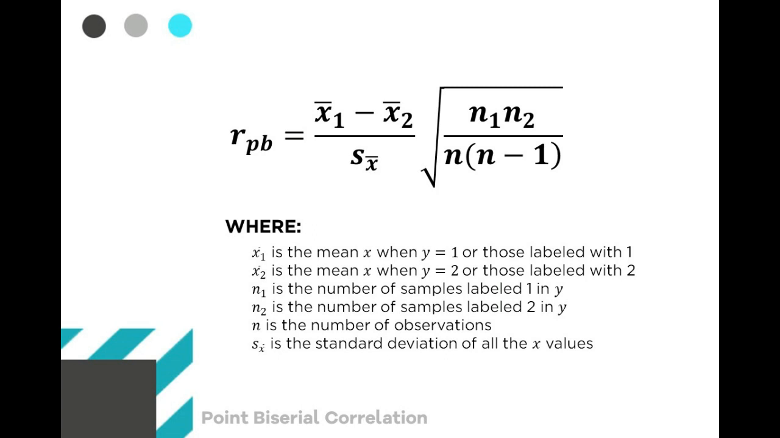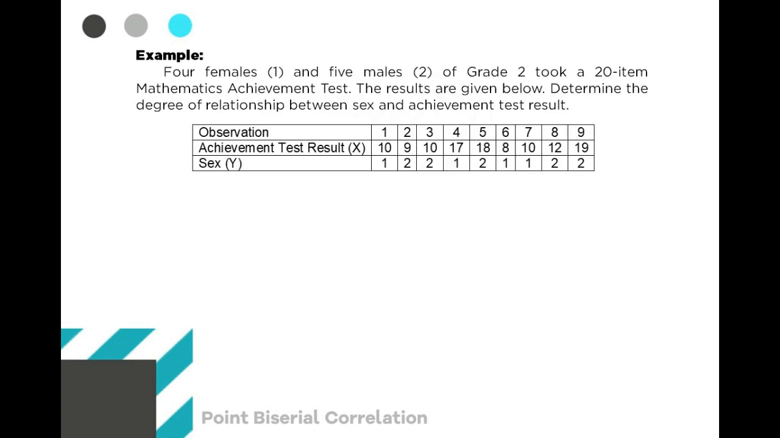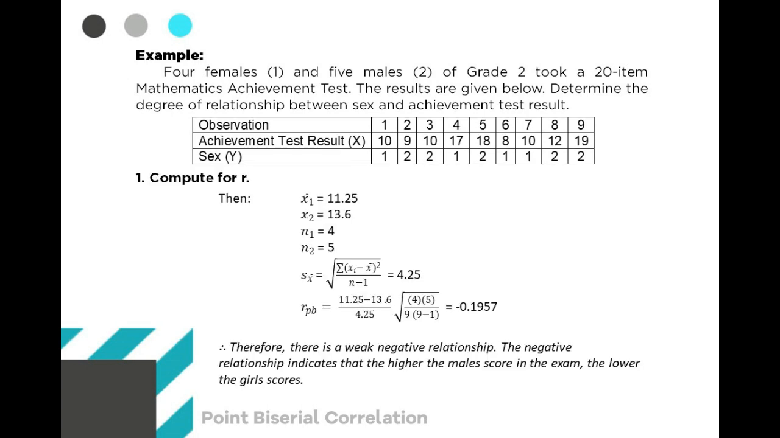So actually, this is very easy. So for example, we have 4 females and 5 males. So for females, it is labeled 1. For males, it is labeled as 2. So of grade 2 who took a 20-item mathematics achievement test. So the results are given below. Determine the degree of relationship between the sex and the achievement test results. So we have the data in our screen. Okay, the first thing, at yung katangi-tangi natin gagawin, we have to compute for R.